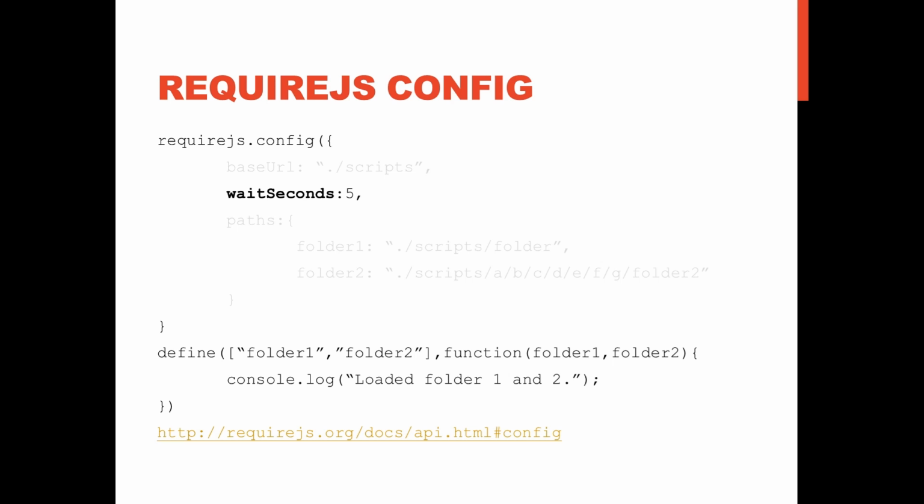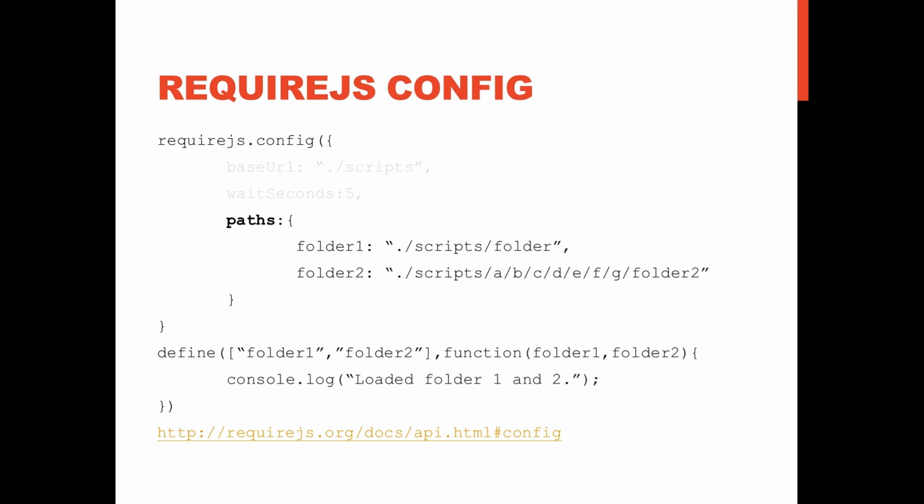The waitSeconds parameter specifies the number of seconds to wait before giving up on loading a script. If no waitSeconds is specified, the default is 7 seconds. Setting it to 0 disables the timeout completely. The waitSeconds parameter should be set to a value that will ensure enough time has passed before RequireJS complains that it was unable to find a certain file.